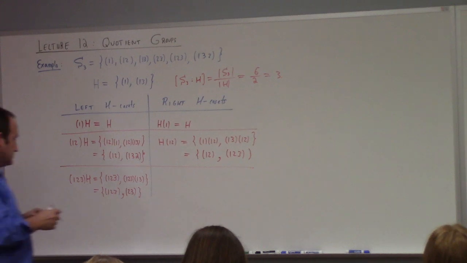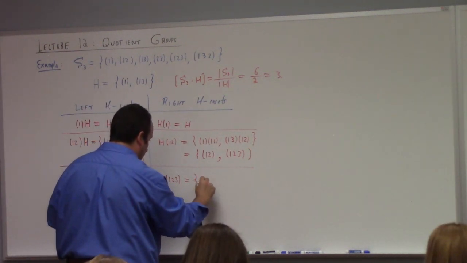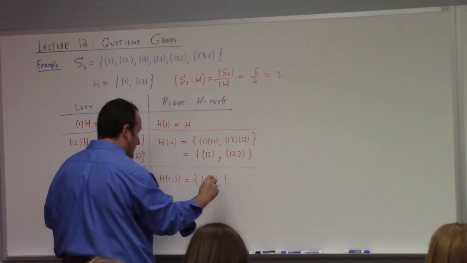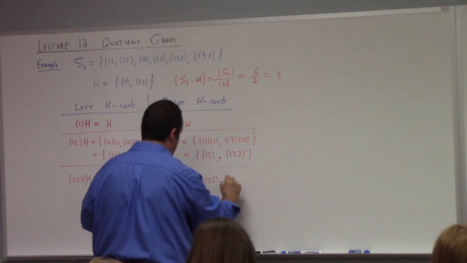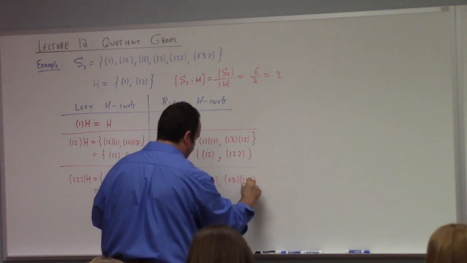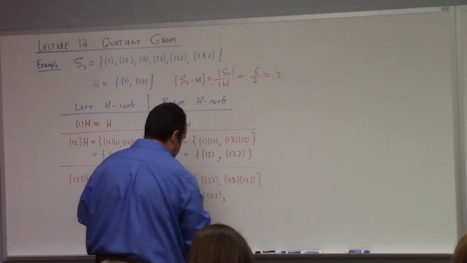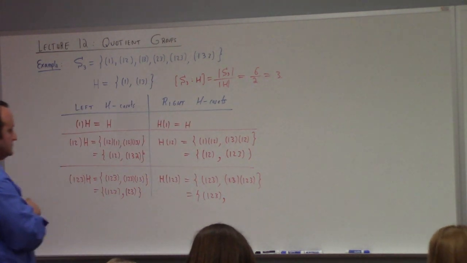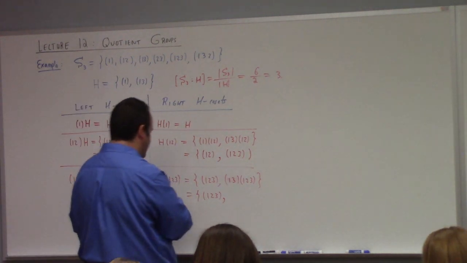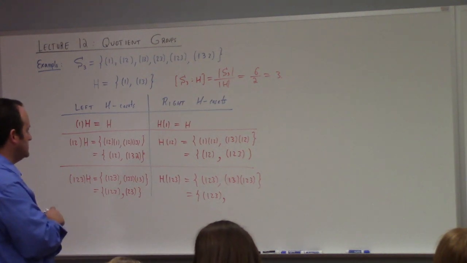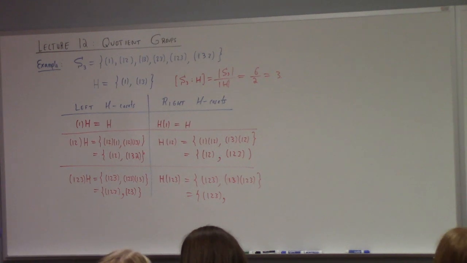All right, finally, H times (1 2 3), what's that work out to? Well, 1 times (1 2 3), and then (1 3) times (1 2 3). And we calculate, we got (1 2 3). And then what does that work out to? It must be (1 3 2) by process of elimination. Is that right? Oh, yeah. Wait, no. That's not right.